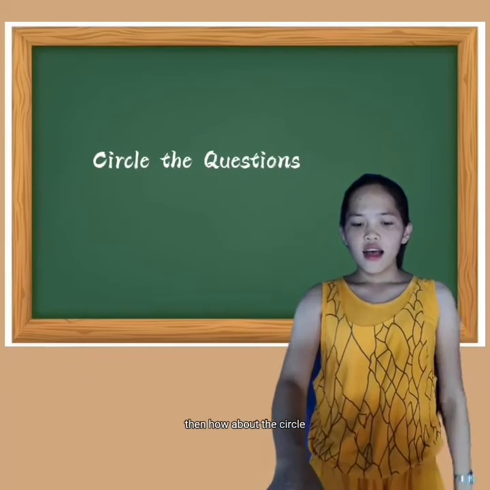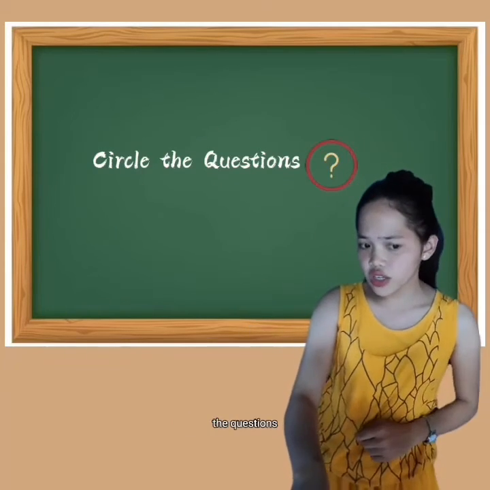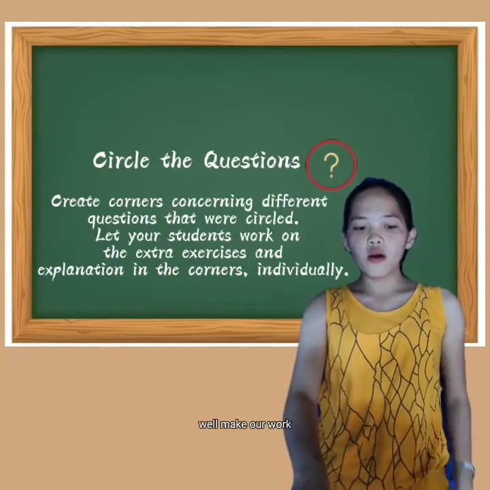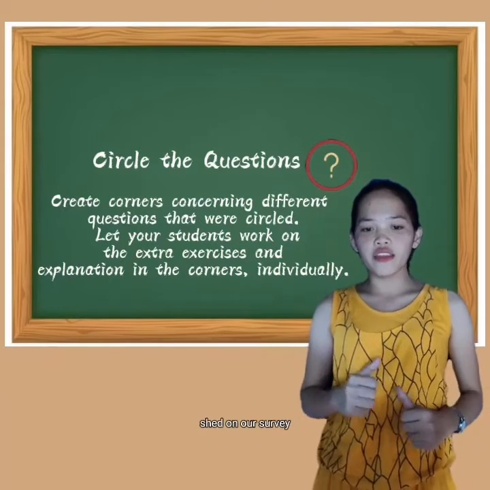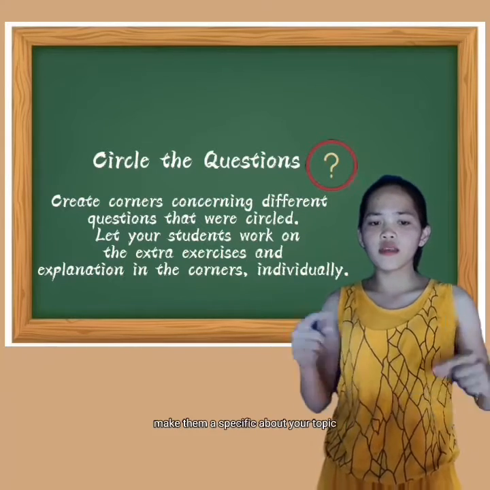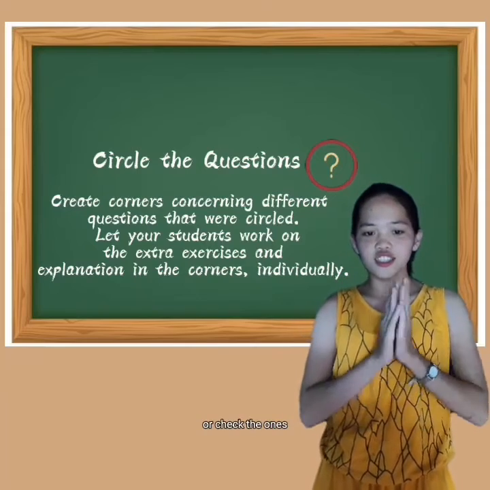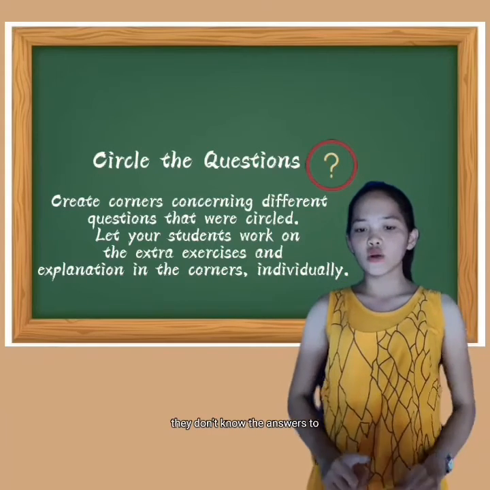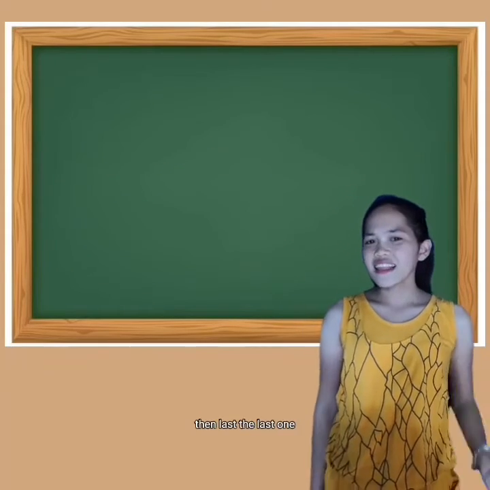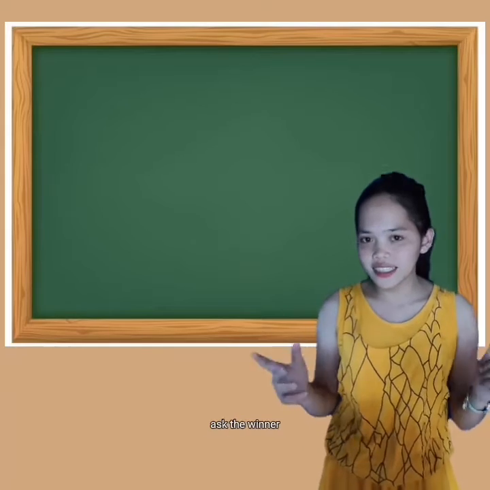Then, how about circle the questions? Well, make a worksheet or survey that has a list of questions. Make them specific to your topic and ask students to circle or check the ones they don't know the answers to. Then, the last one, we have ask the winner.